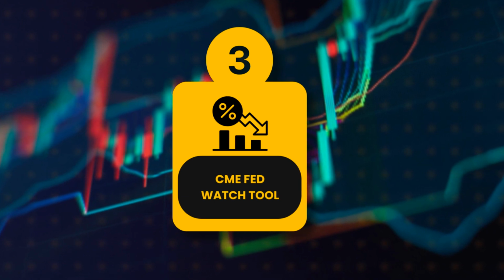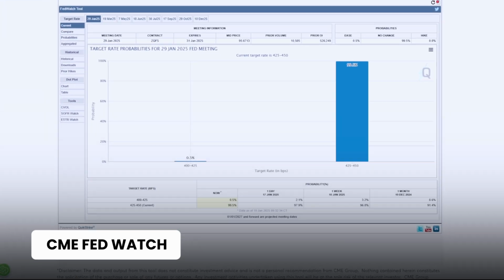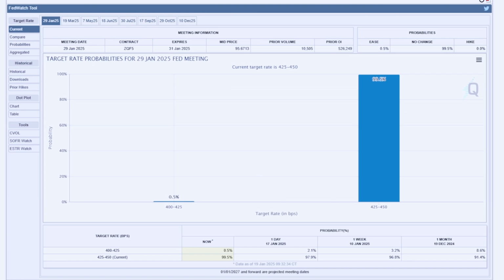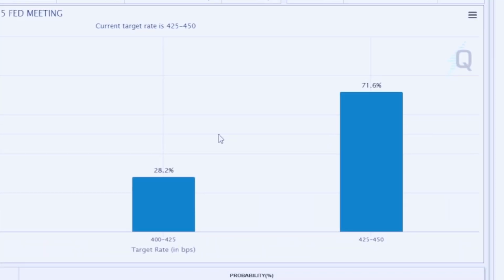Allow me to introduce to you the CME FedWatch tool. What this tool allows us to do is have a look at how futures markets are pricing expectations, and they're even generous enough to give you a percentile. So right now we're looking at the 29th of January meeting. Let's forecast to the 19th of March 2025. Here we can see the likely percentage based on market expectations of where the Fed funds rate will be. See, the current target rate is 425 to 450.